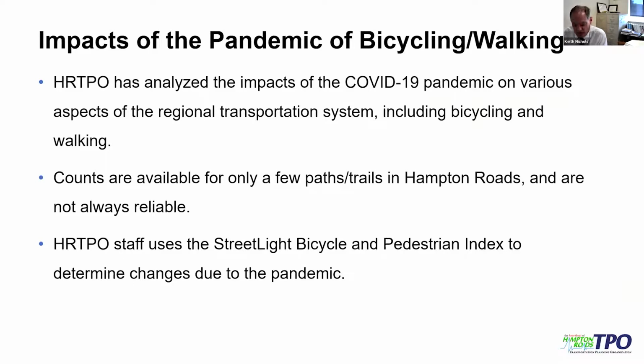I'm sure many of you know, getting counts for the number of pedestrians and bicyclists is a very, very difficult task. Even in those locations where you do have counts, it only represents maybe one trail or things like that. So we ended up using the StreetLight bicycle index and the StreetLight pedestrian index to try to determine some of the changes that we're seeing in our region due to the pandemic.